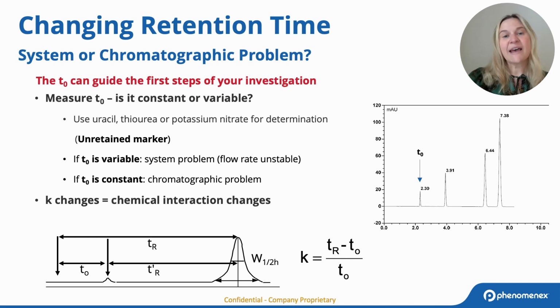You can figure it out experimentally by using uracil or potassium nitrate added to your method or added to your blank, and then that will mark the T0 unretained peak for you for troubleshooting purposes. Now, we ask ourselves, is this T0 constant or variable, meaning that it's moving around? If T0 is variable, it's likely a physical problem, a system-related problem, something like the flow rate. If T0 is constant, but you're seeing shifting in your peaks, then it's likely a chromatographic or a chemical problem.